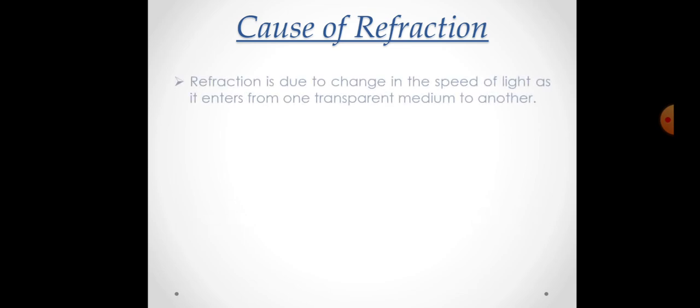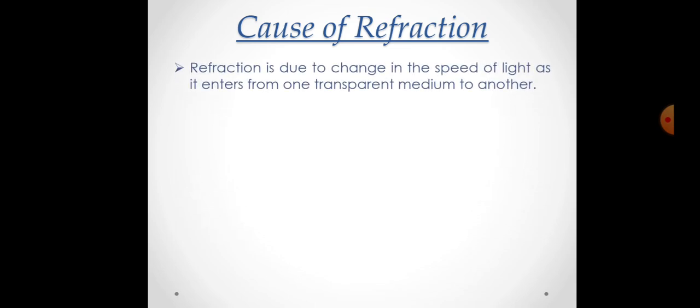Okay, is it clear? Now, let us try to understand what is the cause of refraction. Why does refraction happen? Refraction is due to change in the speed of light as it enters from one transparent medium to another transparent medium. So, refraction takes place because there is change in speed of light. Why is there change in speed of light? Because we know that the speed of light is different in different media. As a result, there is change in speed and this change in speed causes refraction.